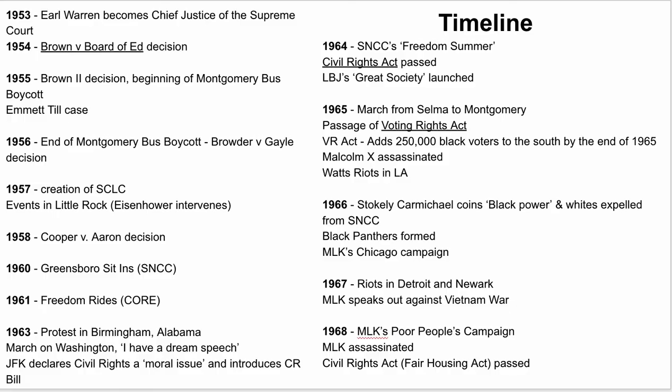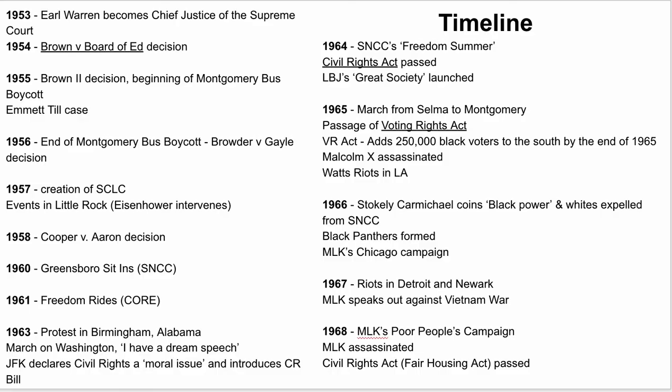JFK, as a response to Birmingham, speaks out on civil rights and calls it a moral issue. So it's not an issue for Democrats or Republicans. It's not North and South. It's a moral issue. It's right or wrong. And he introduces a civil rights bill, which doesn't get passed in his lifetime, but it's passed the next year in 64 by Lyndon Johnson, who had been Kennedy's vice president. He becomes president in November 63.